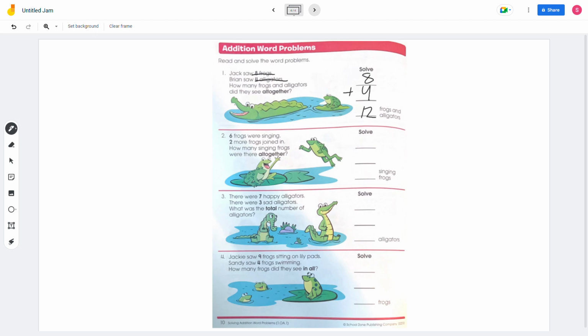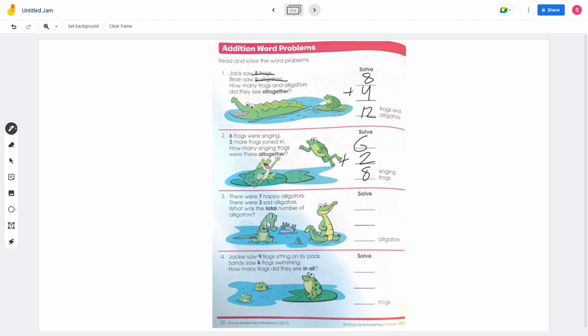Number 2. 6 frogs were singing. 2 more frogs joined in. How many singing frogs were there altogether? So there are 6 frogs and 2 more frogs joined. So plus 2. And it will be 8. 6 plus 2 is 8.